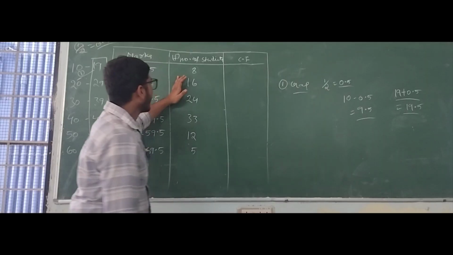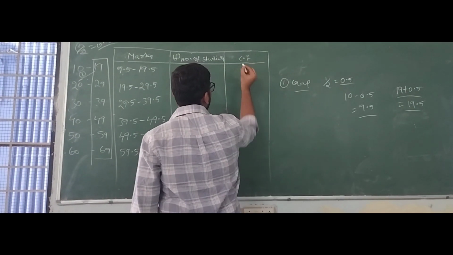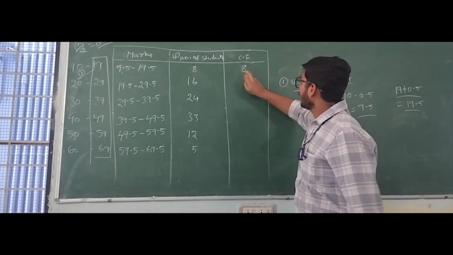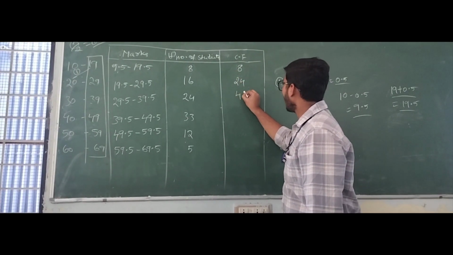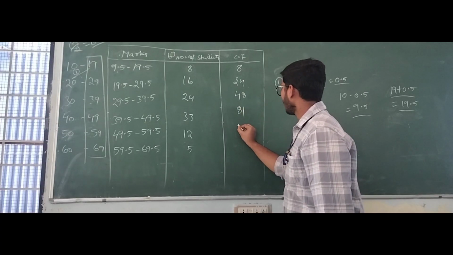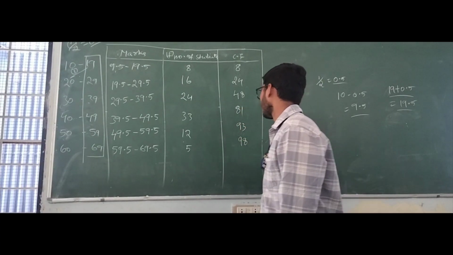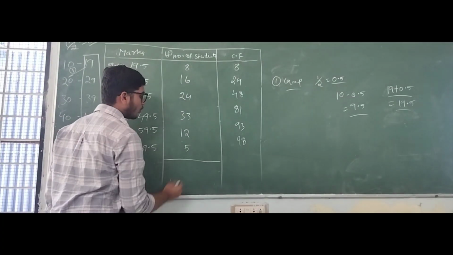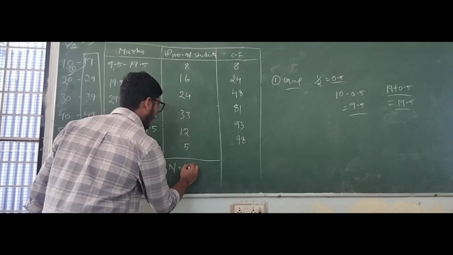From the frequency, we have to find the cumulative frequency. By adding, 8 plus 16 is equal to 24, 48, 81, 93, 98. Then the total number of students, the total of frequency, n is equal to 98.